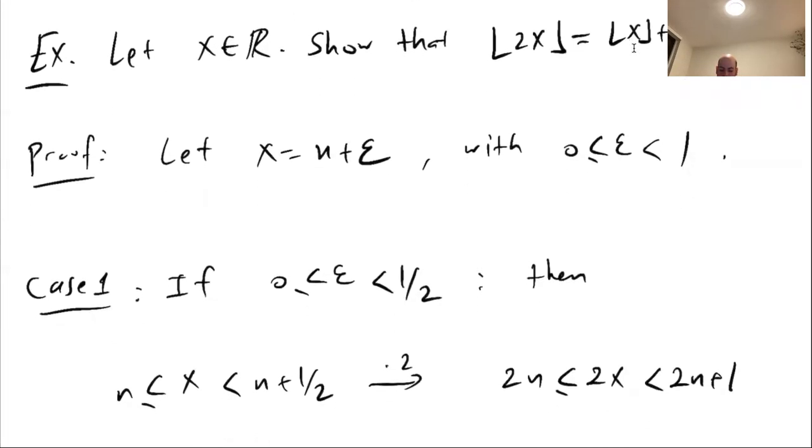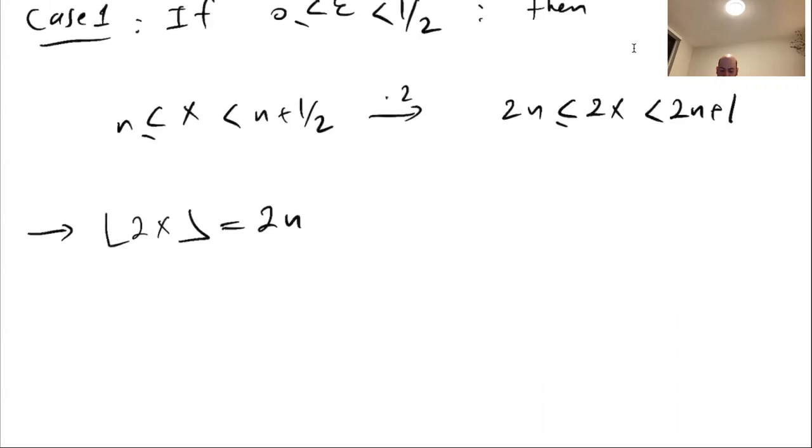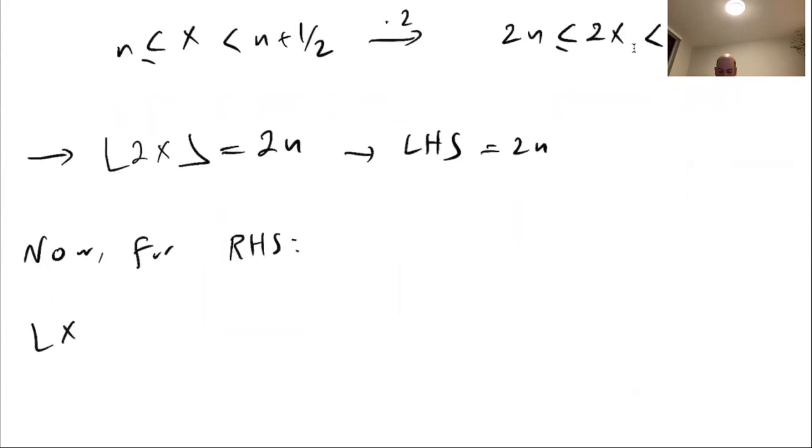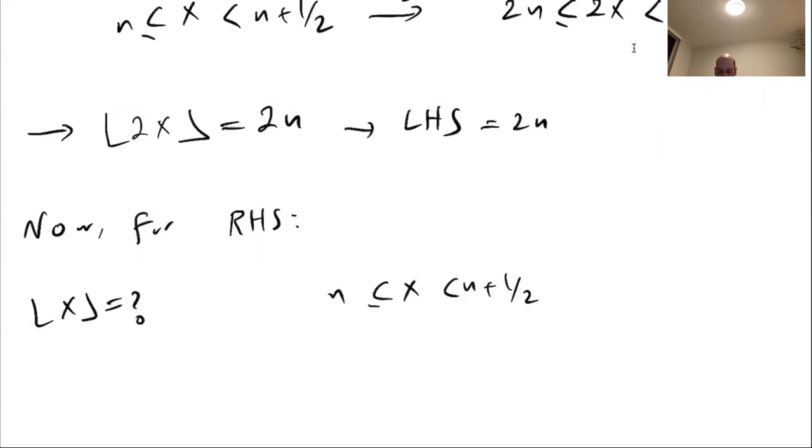So for calculating the right-hand side, first I need floor of x. Now, this means left-hand side is equal to 2n. Now for the right-hand side, what is floor of x? Well, x is between n and n plus 1/2. So for floor of x, remember x has to be put between two consecutive integers, but it is already between two consecutive integers, n and n plus 1.